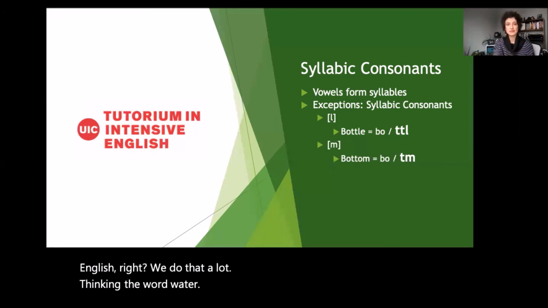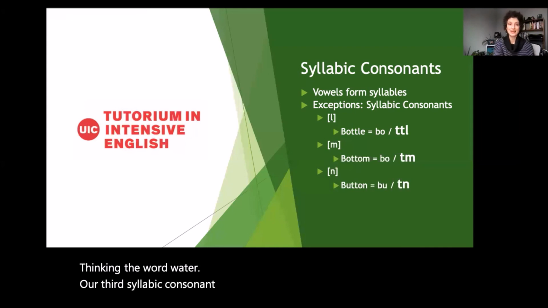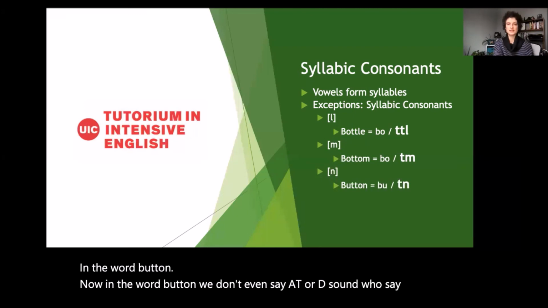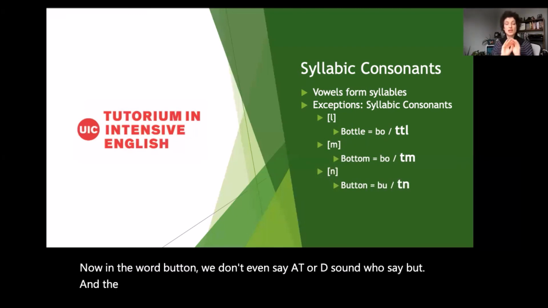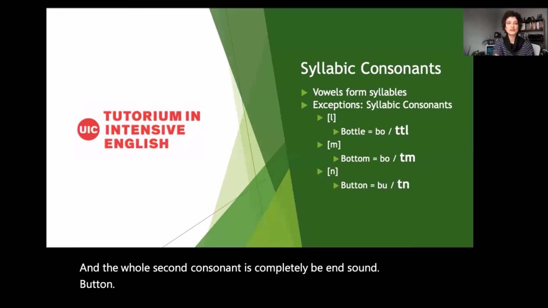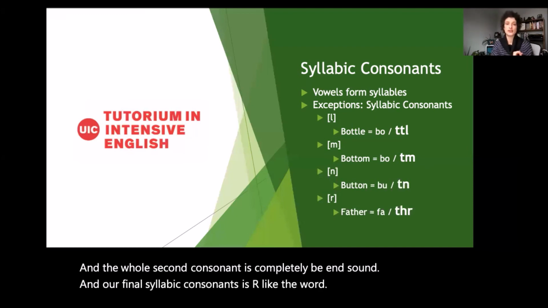Our third syllabic consonant is the consonant N in the word button. Now in the word button, we don't even say a T or a D sound. We say button. And the whole second syllable is completely the N sound. Button. And our final syllabic consonant is R, like the word father.